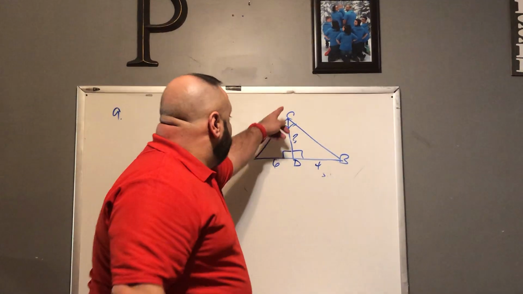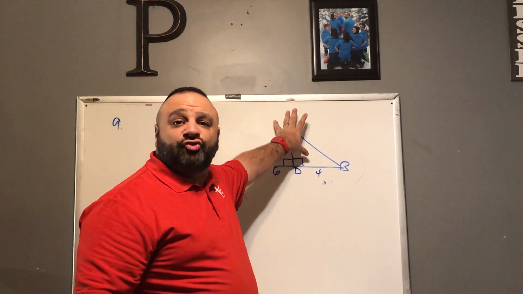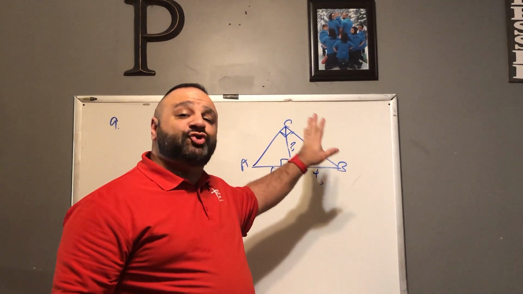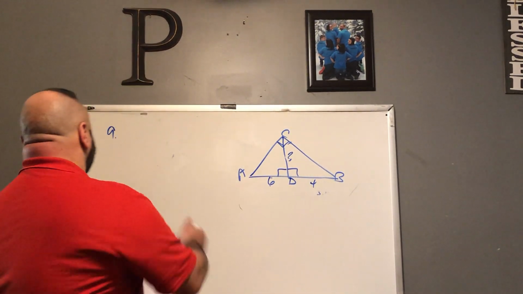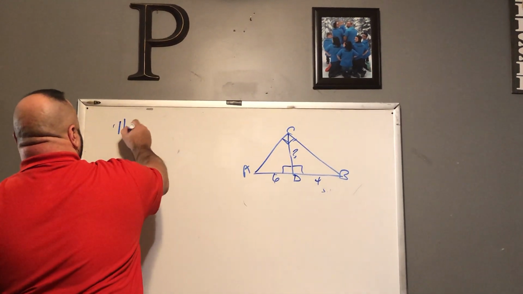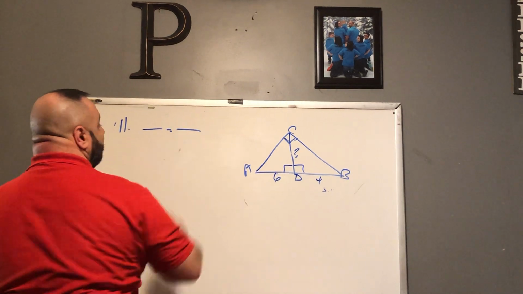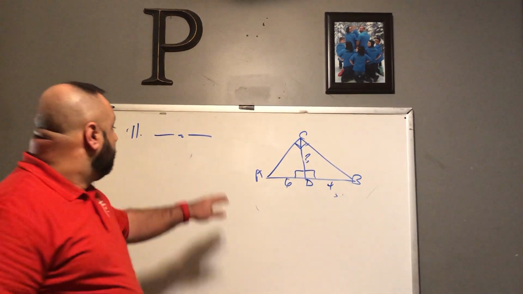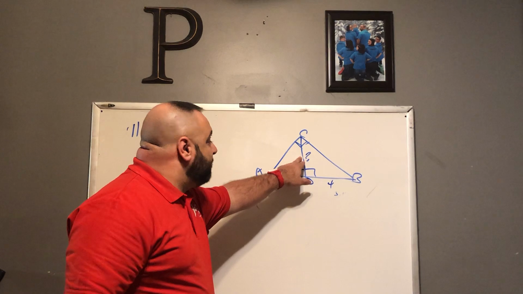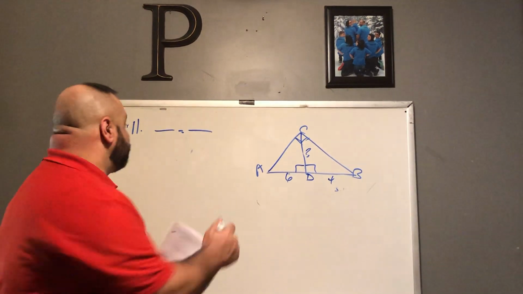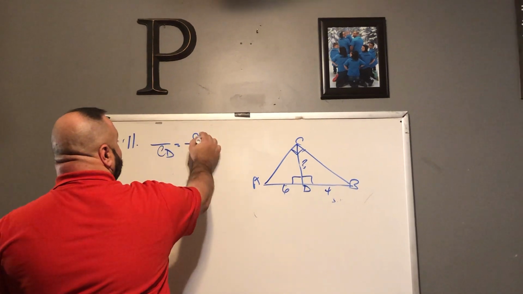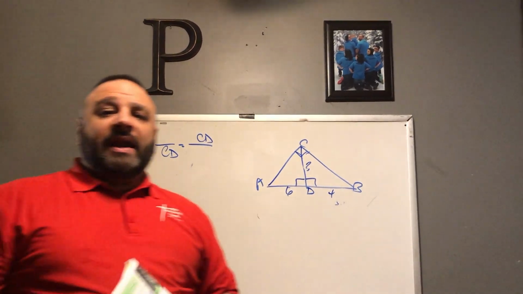Now, here's our altitude. Once we have our altitude drawn, we know our altitude is the geometric mean. Correct, class? Yes, the geometric mean. So if I'm going to set up my proportion for number 11, we don't know what the geometric mean is, so that's going to be X. Or, again, we'll use the letters to represent the line segment, CD. Now, what's the first and fourth terms of the proportion?